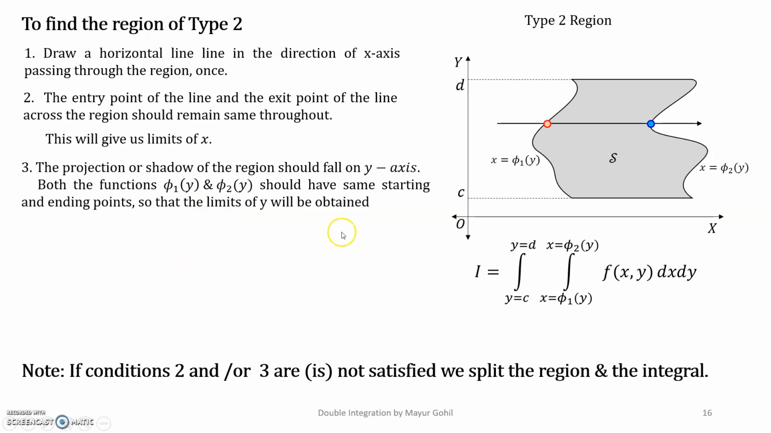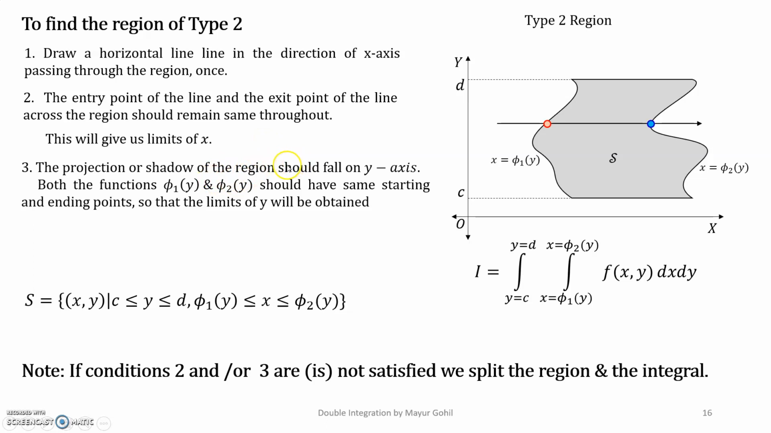All right. Now again, the way we saw the region D can be written mathematically, the same way the region S can be written mathematically as all the points x comma y such that y is lying between c and d and x is lying between phi1 of y and phi2 of y. Alright, so this is what is important over here.